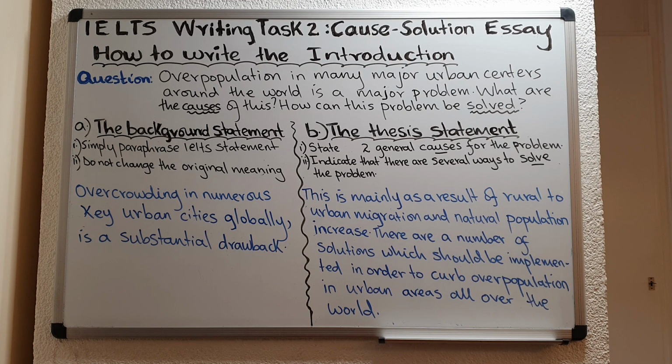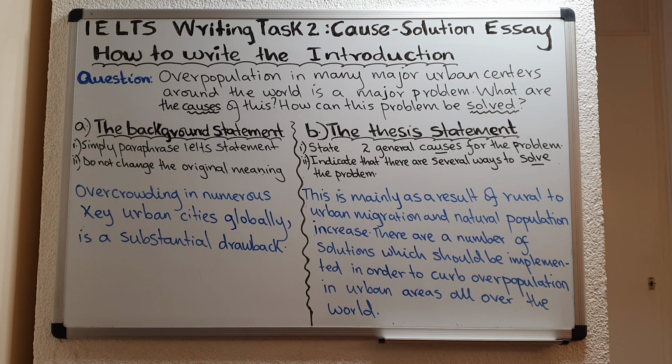Okay? In the rest of your essay, you're going to talk about the causes of the problem, and then you're also going to talk about how this problem can be solved. So the end of your thesis statement is introducing that part of the essay. So what you should write there is, there are a number of solutions which should be implemented in order to curb overpopulation in urban areas all over the world.